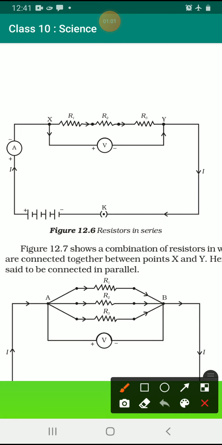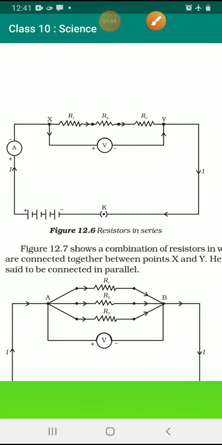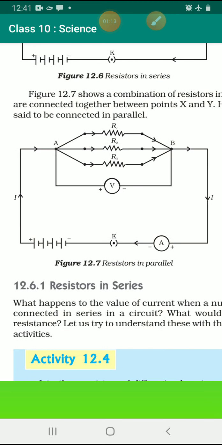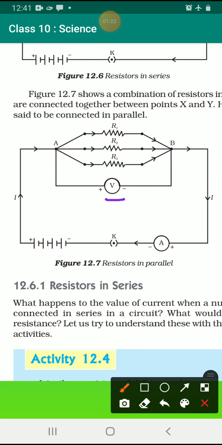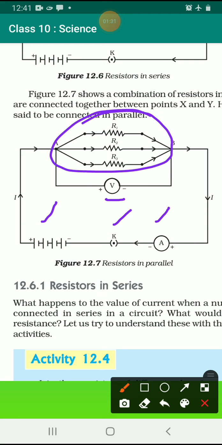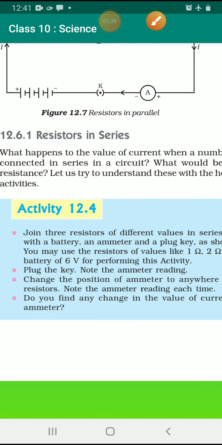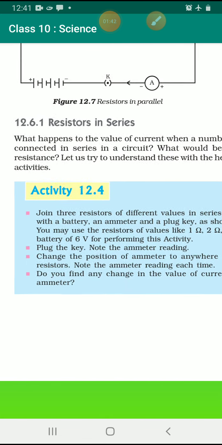And then as far as the parallel connection is concerned, this we have also discussed. The R1, R2 and R3 resistors are connected in parallel, wherein the voltmeter is also connected. You can see the ammeter is connected, the plug key is connected, all the same as in the series. But here the resistors R1, R2 and R3 are connected in a parallel way, right?